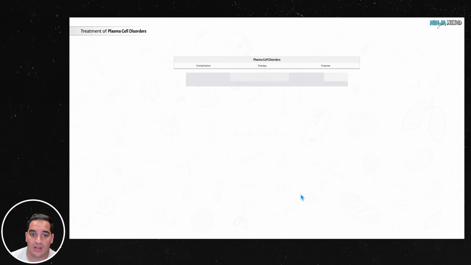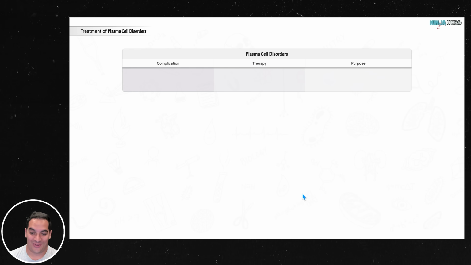All right, we've talked about the different types of plasma cell disorders. We talked about the potential complications. We talked about the ways that we should diagnostically approach these disorders. How do we treat them? Well, lytic lesions are pretty straightforward. You treat them kind of similarly to how you would treat a patient who has osteoporosis.